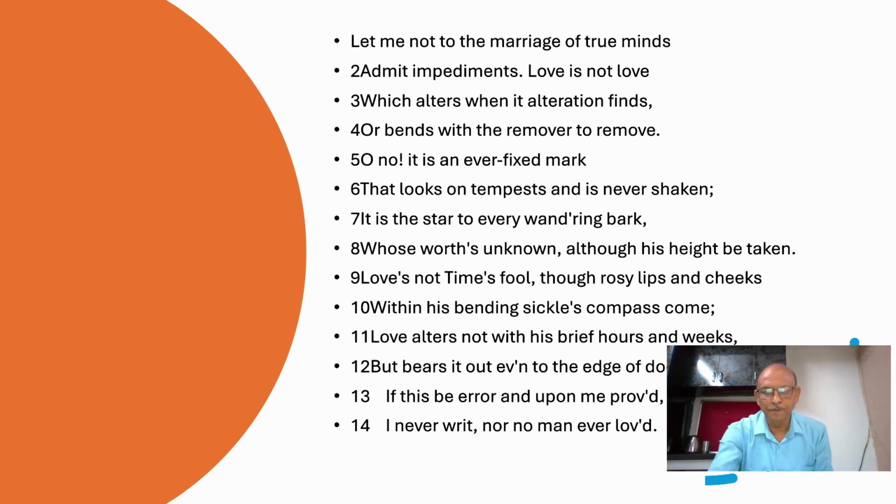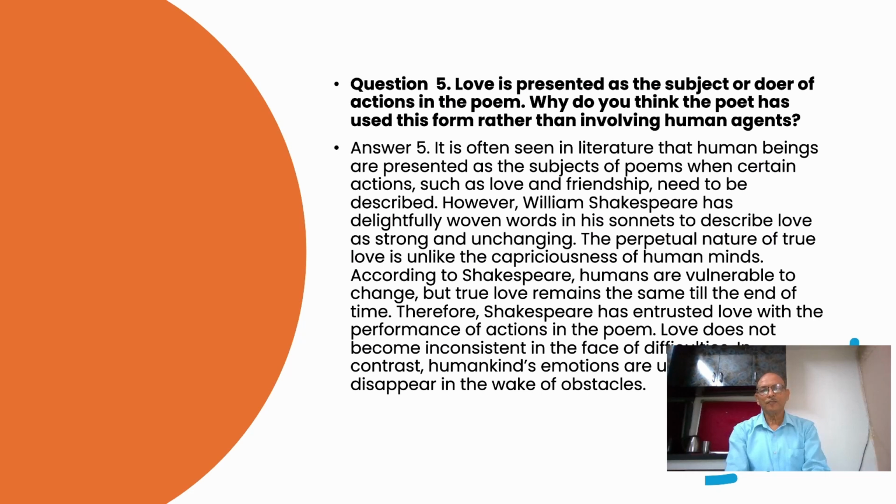This is the poem. Question 5. Love is presented as the subject or doer of actions in the poem. Why do you think the poet has used this form rather than involving human agents? It is often seen in literature that human beings are presented as the subjects of poems when certain actions such as love and friendship need to be described.